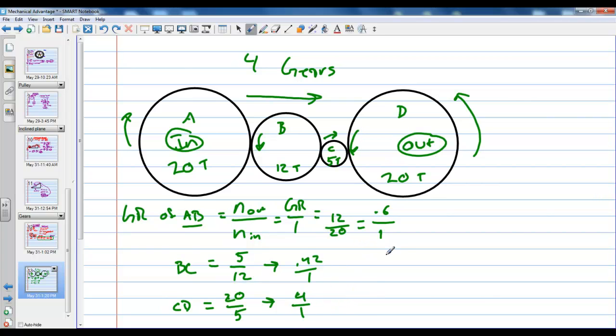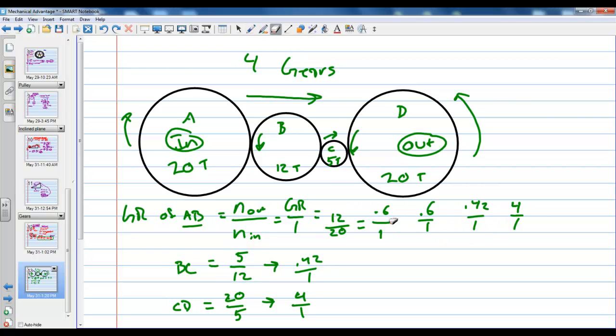So if I combine these three together, guess what I get? I get 0.6 over 1, 0.42 over 1, and 4 over 1. And what do we get? Oh, excuse me, not plus.